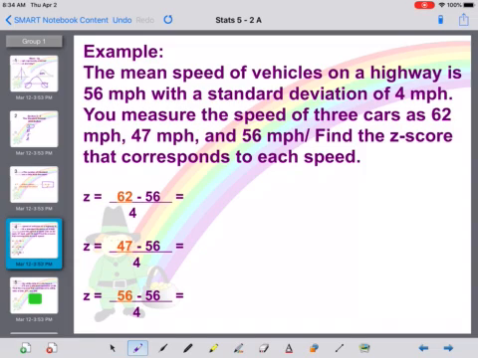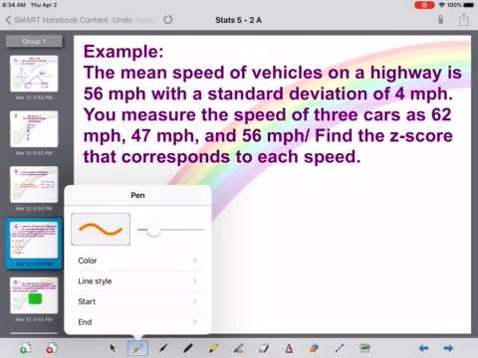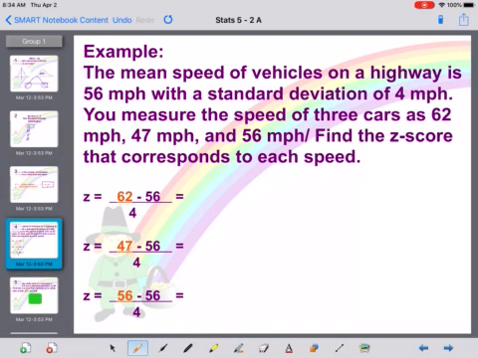All right, this says that the mean speed of vehicles on the highway is 56 with a standard deviation of 4. Just like if we were in class, as you're going through, you can label it. The mean is your mu, so 56 is our mu. Standard deviation is 4, so that's your baby sigma. You measure the speed of 3 cars, so that's your data. Each of these numbers is an x: 62 is an x, 47 is an x, and 56 is an x. And find the z-scores that correspond to each speed.